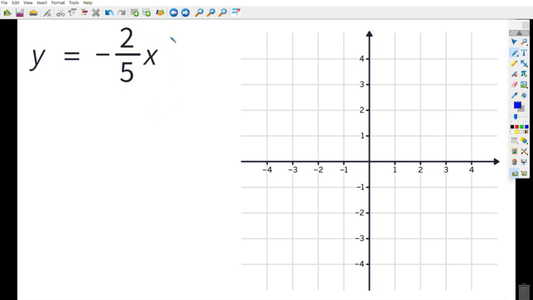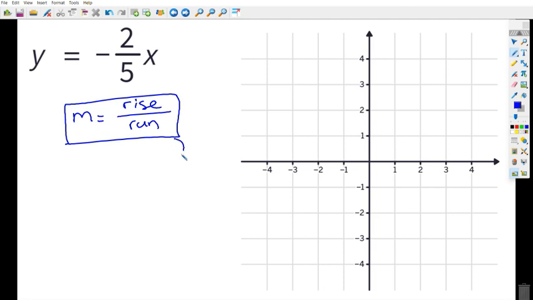Right, immediately I see that there's no c value. So what am I thinking immediately? No c value means what? M equals rise over run. Good stuff. So this is what I'm going to do, rise over run, and that's always when my c value is 0.